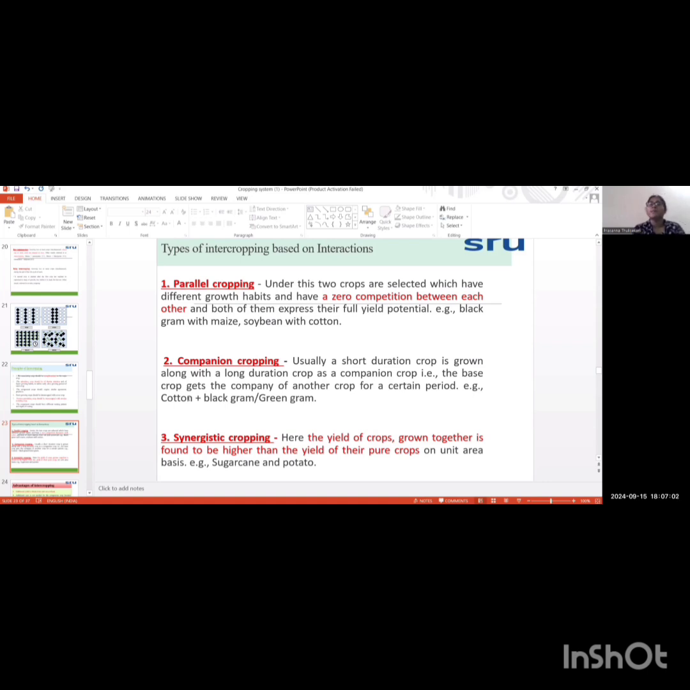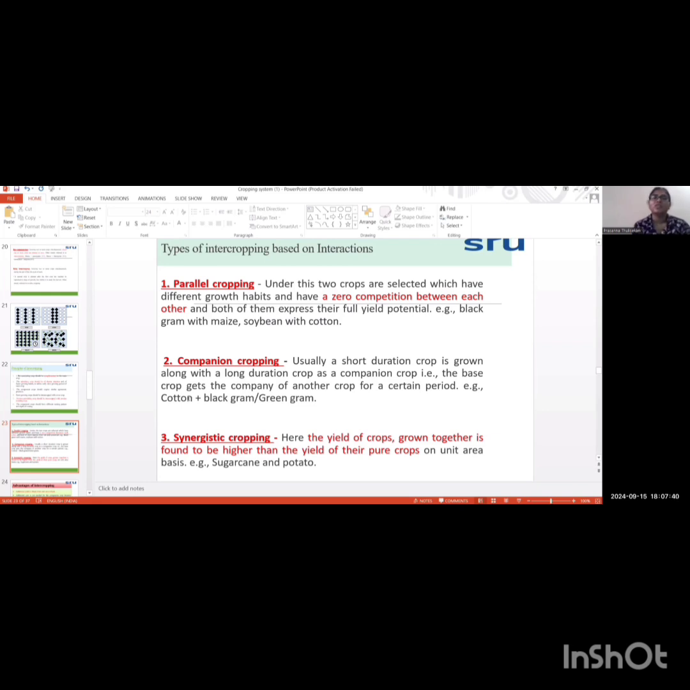So first is parallel cropping. Under this, two crops are selected which have different growth habits and have zero competition between each other, and both of them express their full yield potential. Example, black gram with maize, soybean with cotton. So in parallel cropping, both of them should not have any competition between them, and both of them should have equal yield potential. Like it should not disturb the other plant. For example, you can grow black gram with maize and also soybean with cotton.